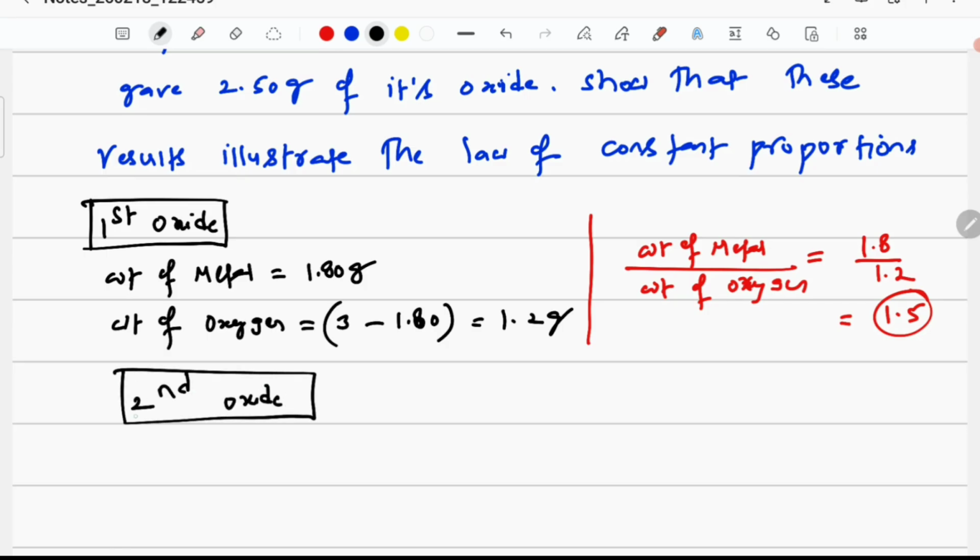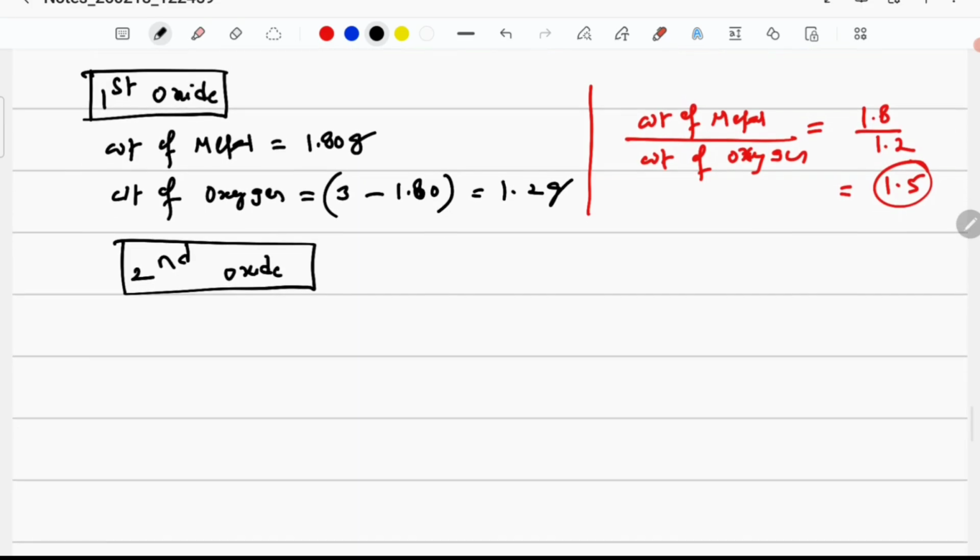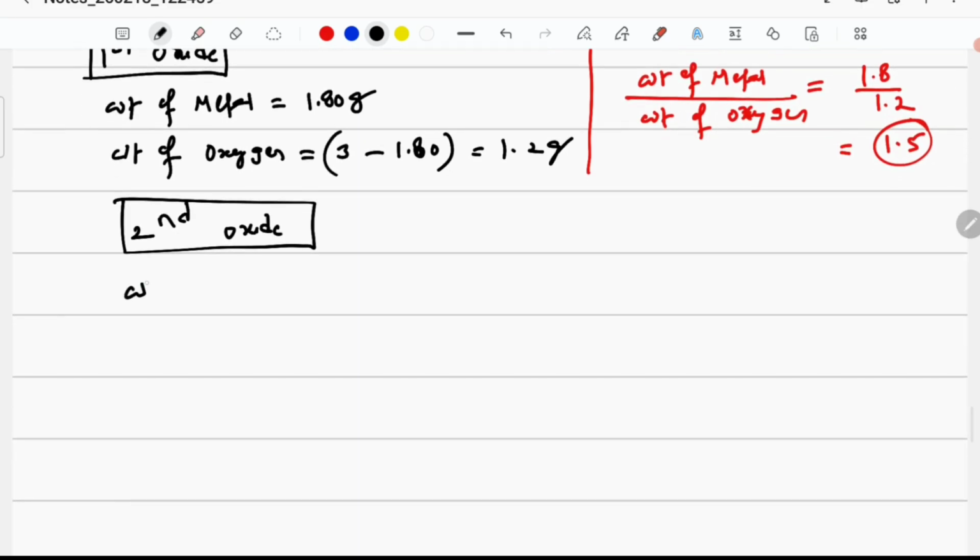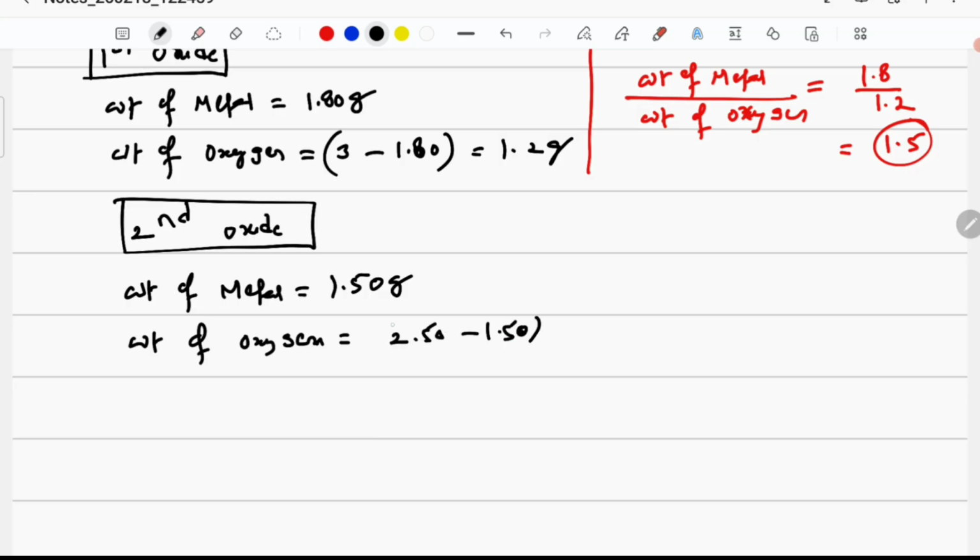In the second oxide, the weight of metal is equal to 1.50 grams. And then the weight of oxygen is equal to 2.50 minus 1.50. So overall we are getting 1 gram. So now we got the weight of metal, and the weight of oxygen also we got.